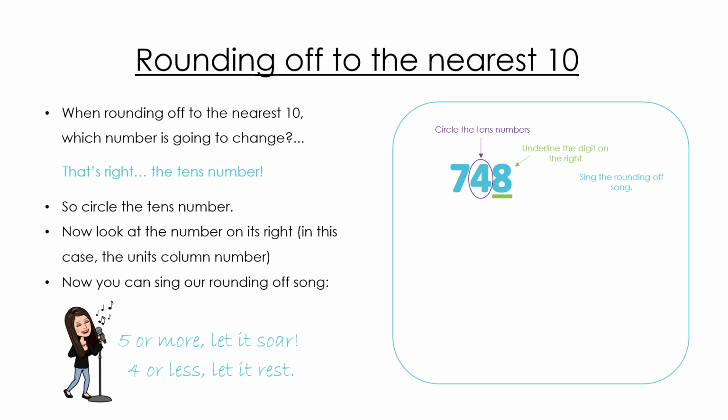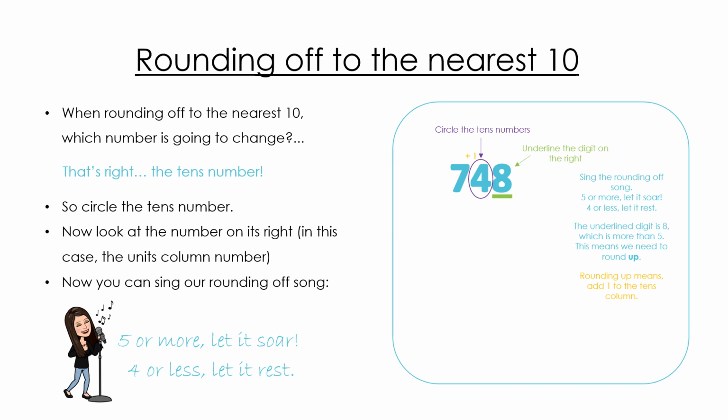Sing the rounding off song. 5 or more, let it soar. 4 or less, let it rest. Is the underlined digit 5 or more? Yes. This means that we need to round up. Rounding up means add 1 to the tens column.